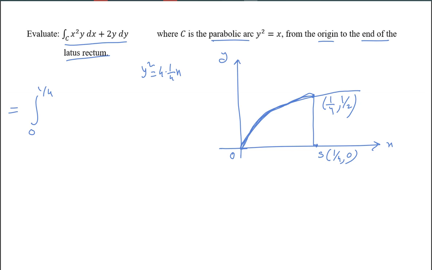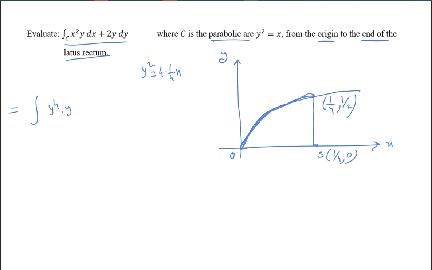Sorry, not 0 to 1 by 4. Let me write here first. I will come back to the range later. So what you need to do here, you put x is equal to y square. So x is equal to y square. This will be y to the power 4 into y.